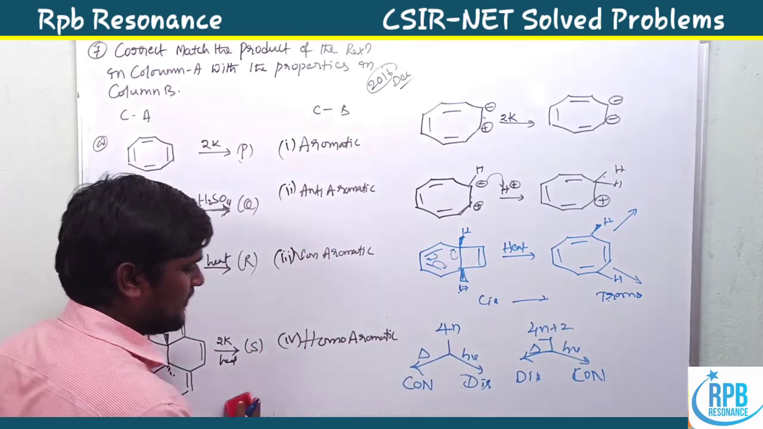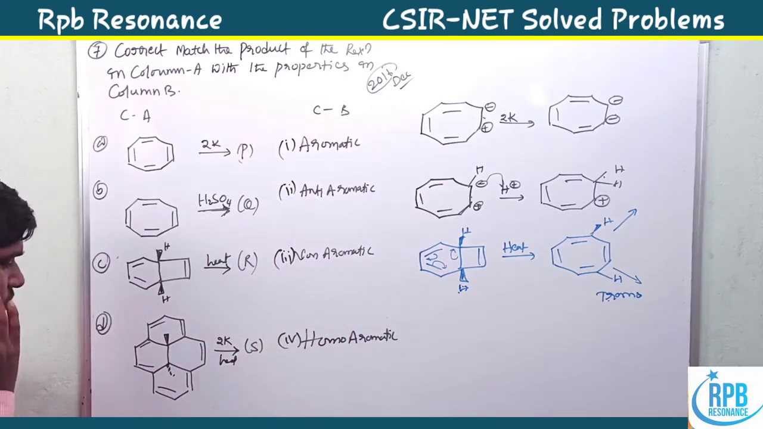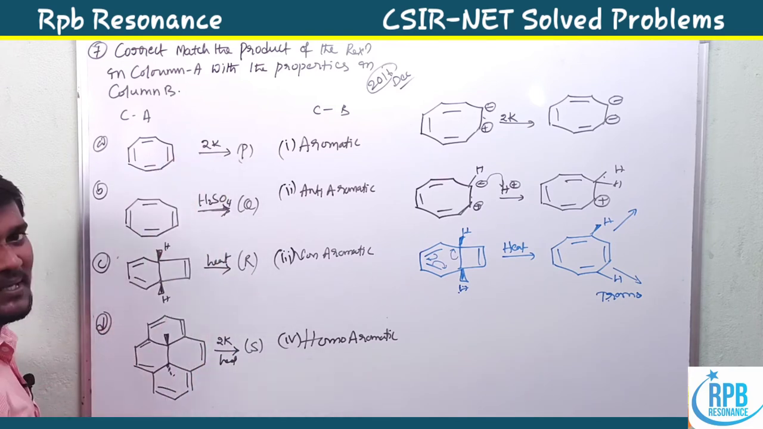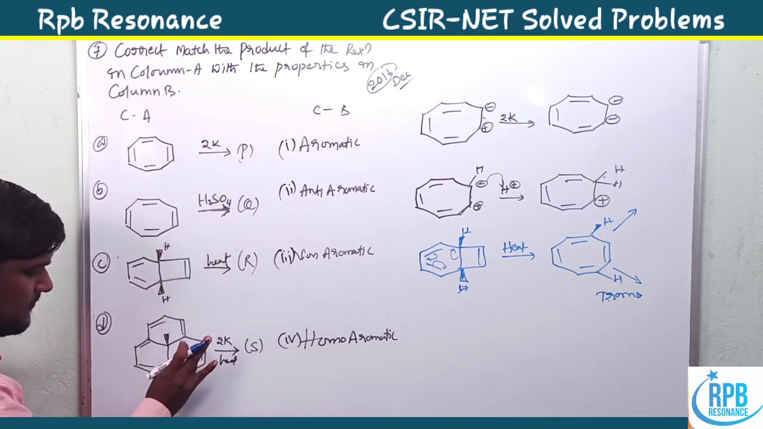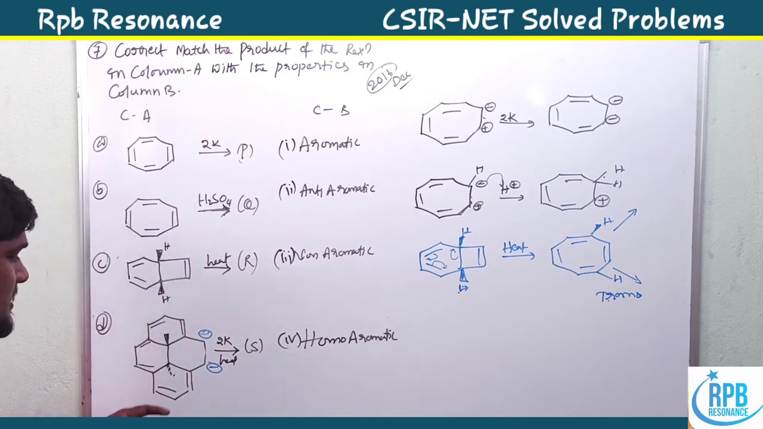This is the third product. Now again, we'll assume the fourth product. So the potassium, that means similarly one of the bonds becomes a dianion. One of the bonds becomes a dianion. In the previous case, we already explained. So these are the four electronic systems.